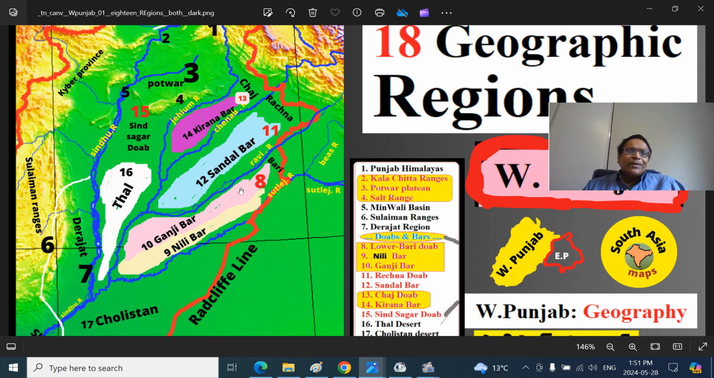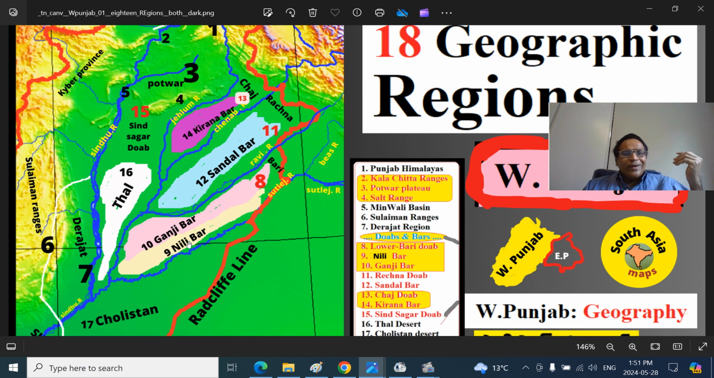That's the Bari Doab, because the Beas and Ravi Bari Doab continues after Beas joins Sutlej. Visually imagine this is also the Beas Sutlej Bari Doab. Doab is between the two abs, two water bodies, two rivers. That is the Bari Doab. The northern part is Ganji Bar. It is the Nali Bar.